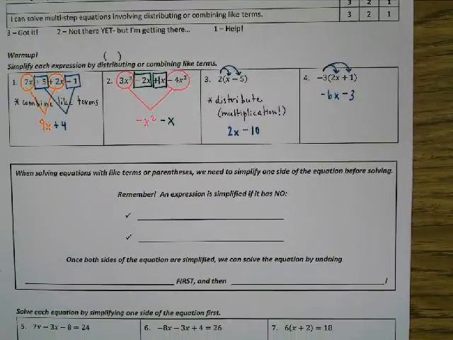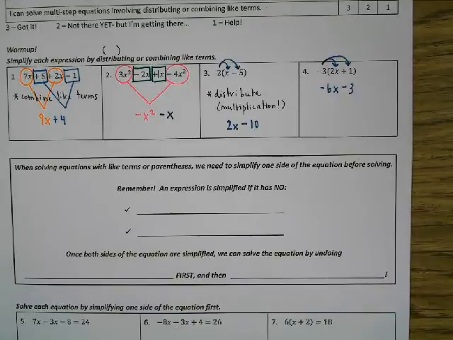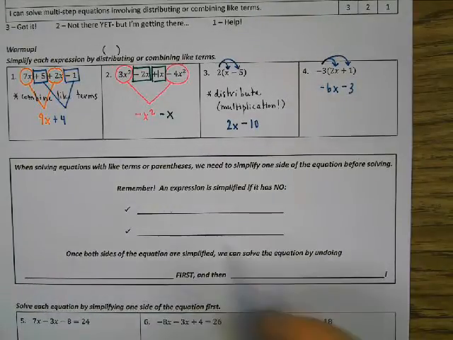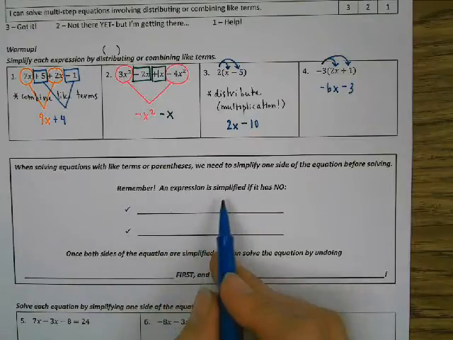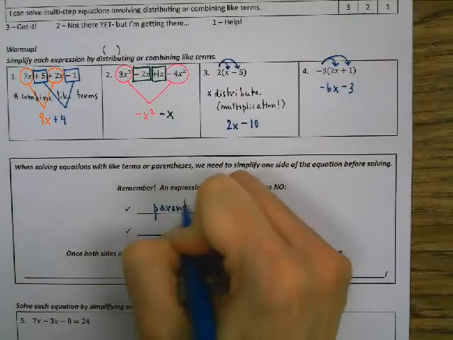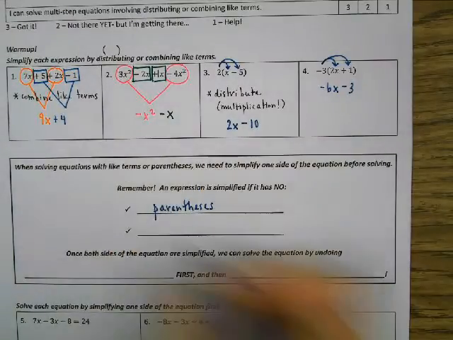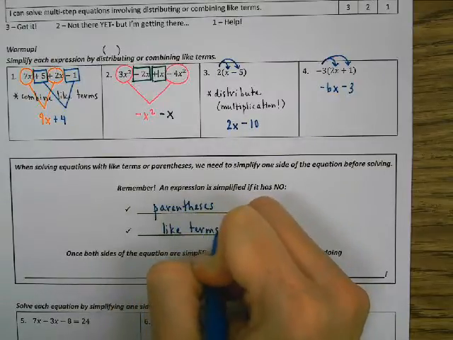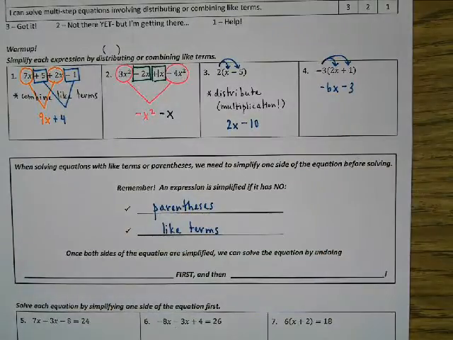So my notes here say when solving equations with like terms or parentheses, we need to simplify one side of the equation before we solve, and that's the new part that we have with these equations. So it says, remember, an expression is simplified if it has no parentheses and no like terms. Once we get rid of that, we're really just going to have a two-step equation left.